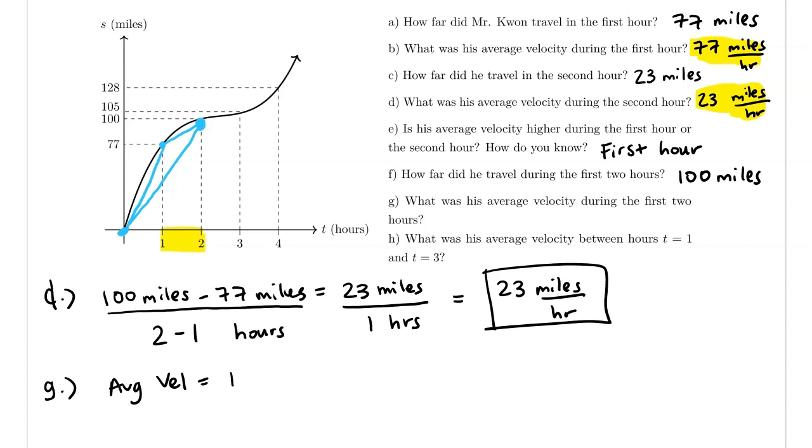And let's see, we have 100 minus 0 over 2 minus 0, because this ordered pair here is (0, 0), and this one here is (2, 100). And so this is going to end up simplifying to 50 miles per hour.